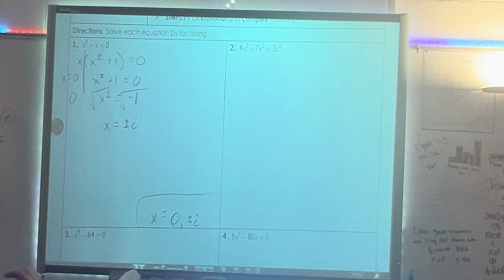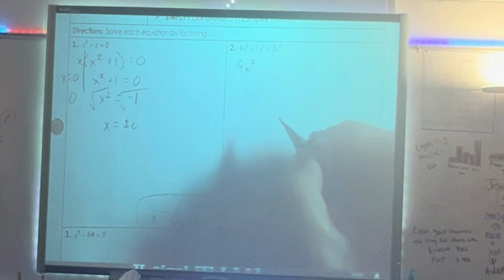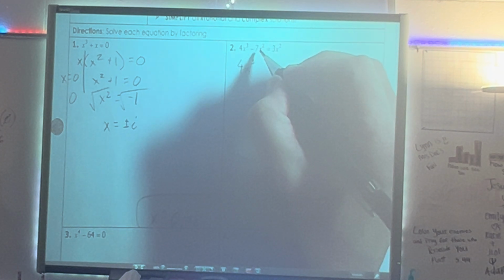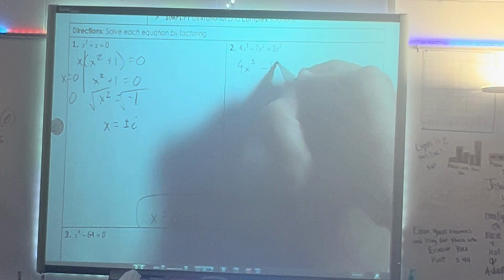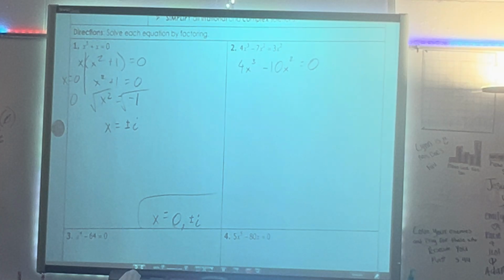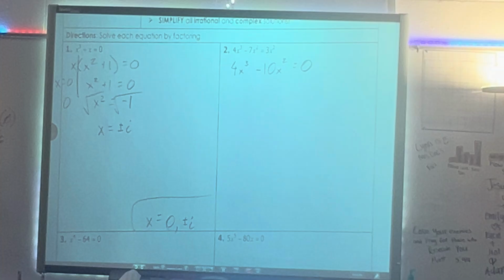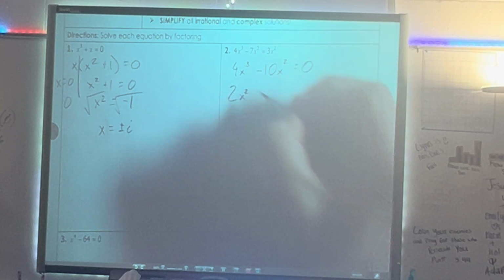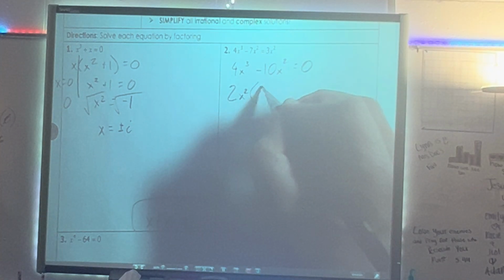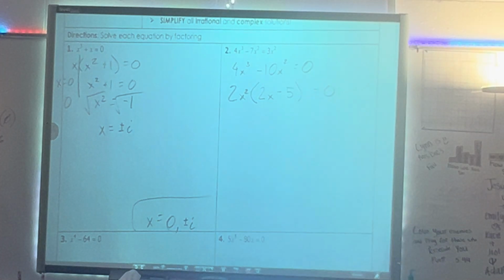Can I factor it yet? Okay, what do I need to do then? Move everything to the same side so it's equal to 0. So I'm going to subtract my 3x squared so that I have 4x cubed. If I subtract 3 from there, that's going to give me minus 10x squared, all equal to 0. Now what can I do? Take out what? 2x squared. So if I take out 2x squared, that's going to leave me with 2x minus 5 equal to 0. We okay there?